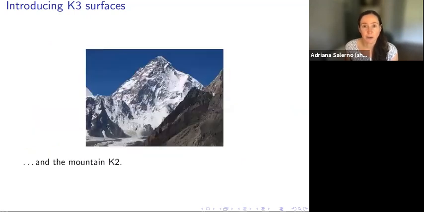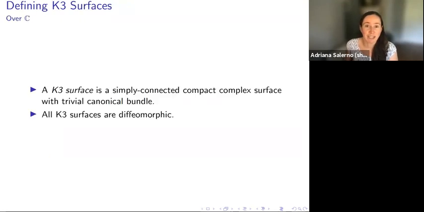It's also sort of a reference to the mountain K2, which is a mountain in the Himalayas that is considered to be one of the hardest to climb. So the idea was naming it after this peak of knowledge or something. But there's actually a mathematical definition. K3 surfaces over the complex numbers are just a simply connected, compact, complex surface with trivial canonical bundle. And they are all diffeomorphic. Now, this might mean something to some of you and not to a lot of you.